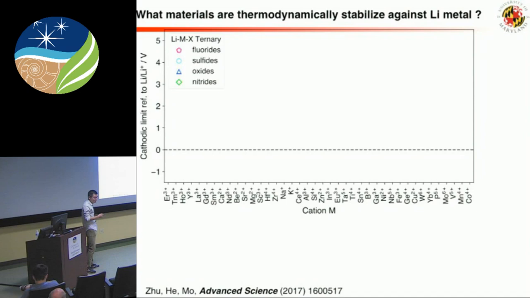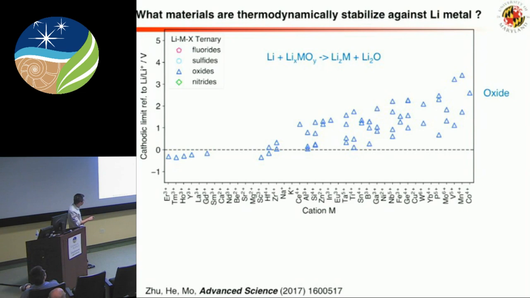So here what we do is basically explore all these ternary compounds, like fluoride, sulfide, oxide. So this is the cation that they have, and this is the cathodic limit, which means the voltage at which the material gets reduced. Basically zero means it's lithium metal.